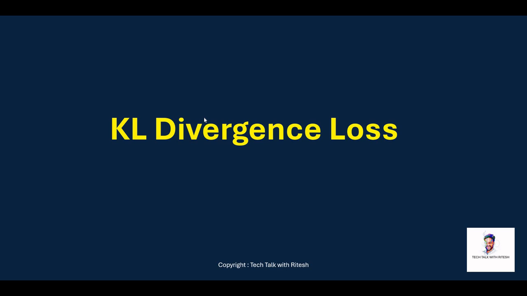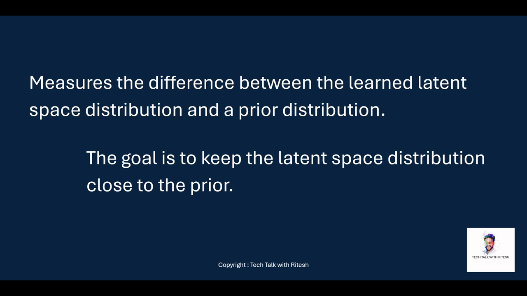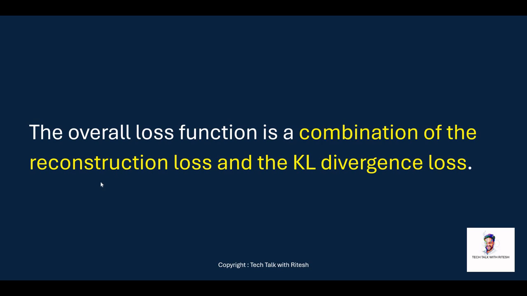The second one is the KL divergence loss. It measures the difference between the learned latent space distribution and a prior distribution. The goal is to keep the latent space distribution closer to the prior. And the overall loss function is a combination of the reconstruction loss and the KL divergence loss.